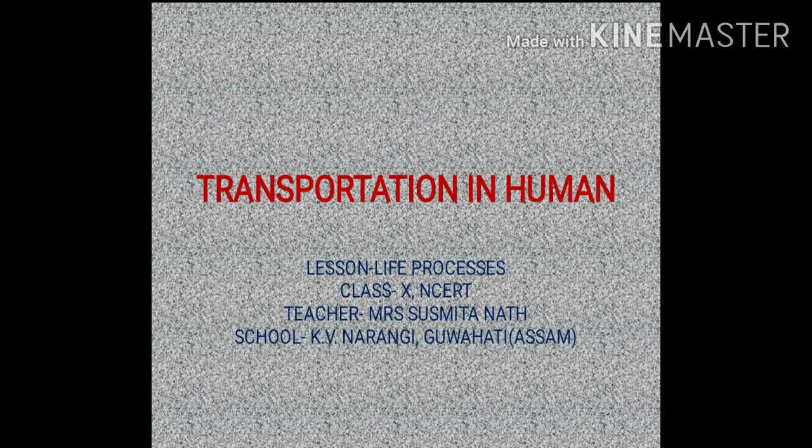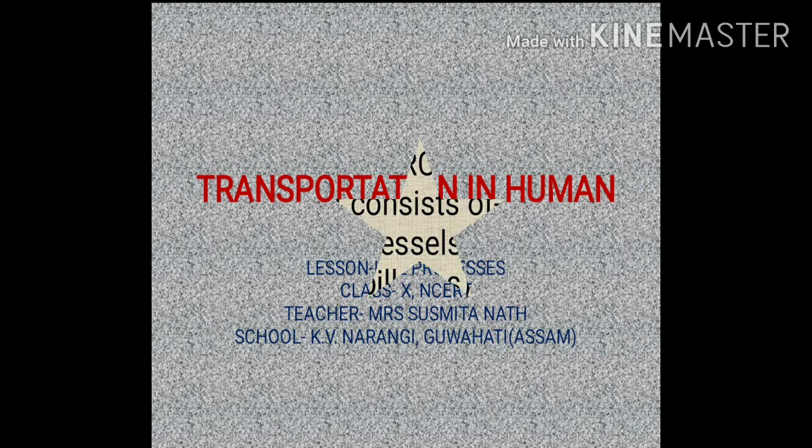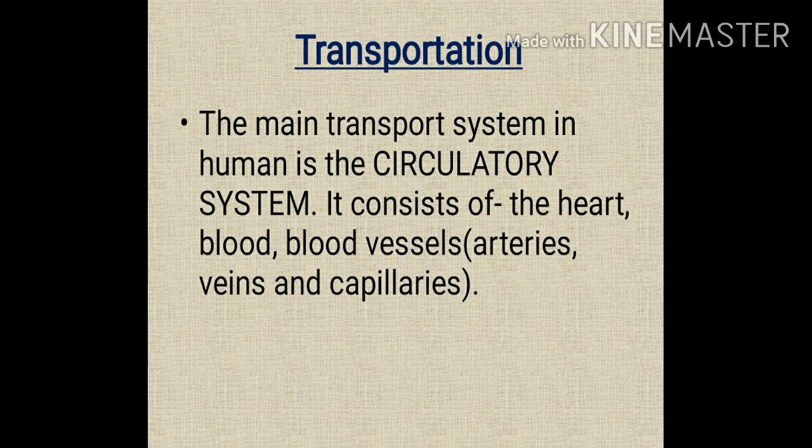Hello viewers, today we will discuss the topic transportation in human from the chapter Life Processes of Class 10 Science NCERT. The main transport system in human is the circulatory system, and the system consists of the heart, blood and blood vessels, that is arteries, veins and capillaries.